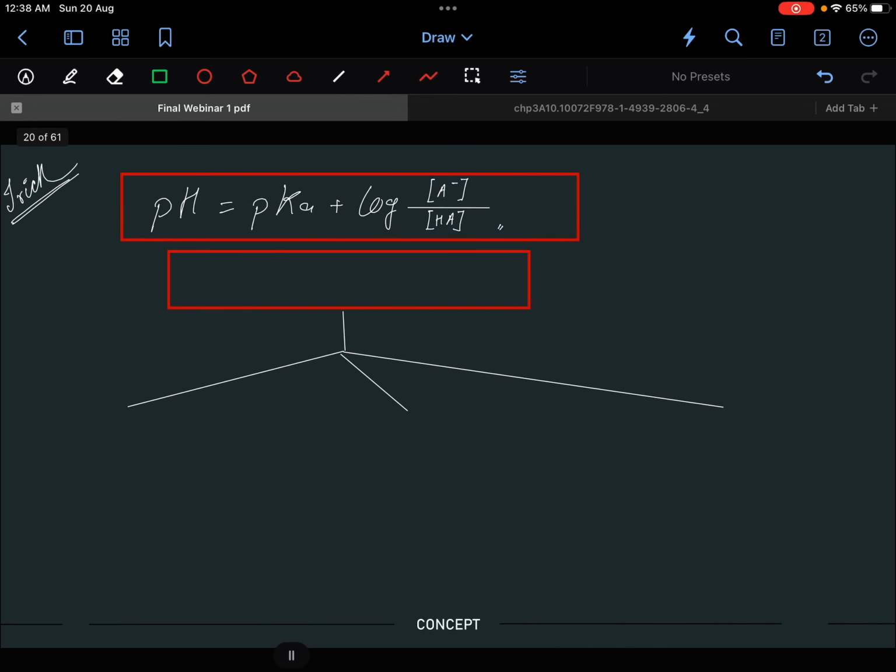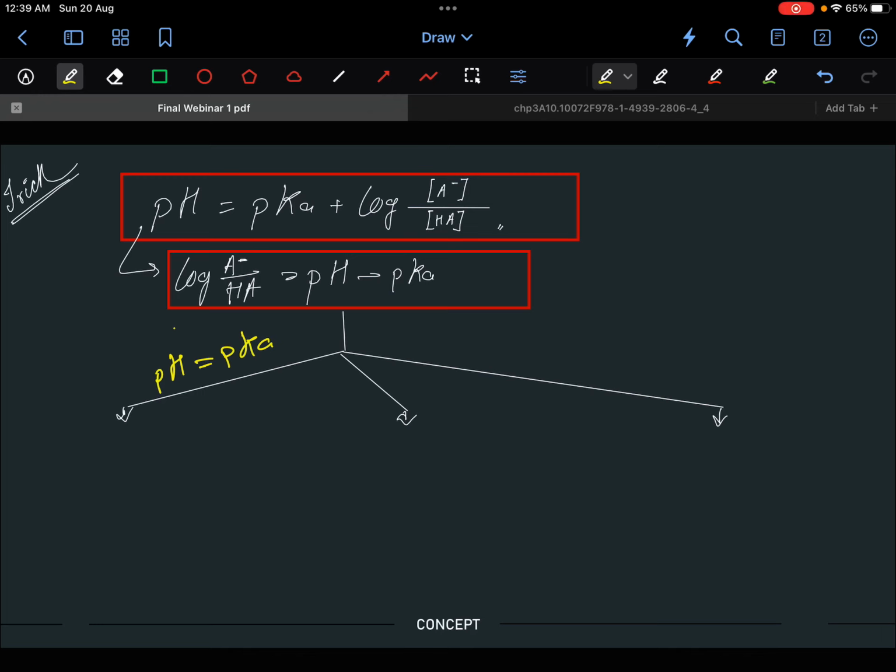Now let's see the trick, right? What is the trick? We know this formula, very well. Now let's play with this formula. What is log of A minus over HA? I'm not just giving the brackets, understand this means the concentration only. It equals pH minus pKa, right? So there can be three different scenarios. The first scenario is where the pH is equal to pKa.